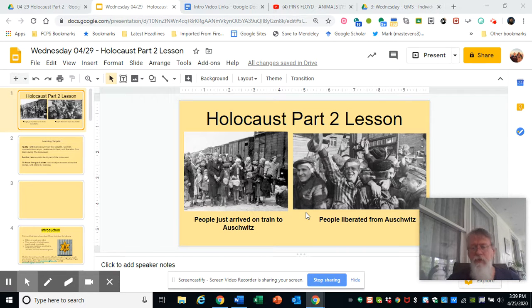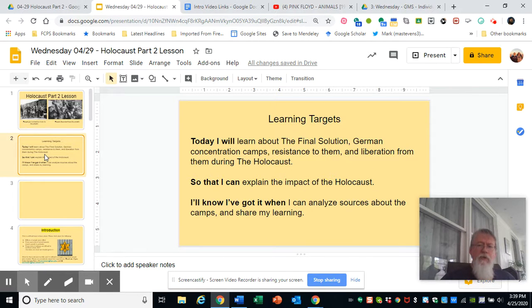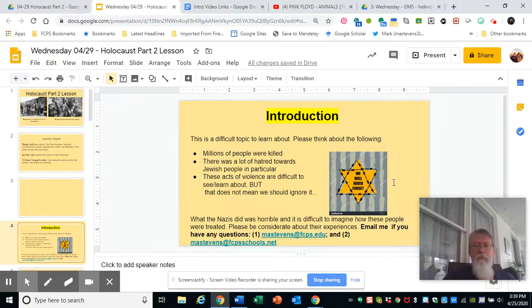And then you see the other side of this: people from the camp at Auschwitz, one of the most infamous concentration camps the Germans had, that were liberated. You can see how they feel about that. So here are your learning targets. You're going to learn about several different things: the final solution, German concentration camps, resistance to them, and liberation from them during the Holocaust.